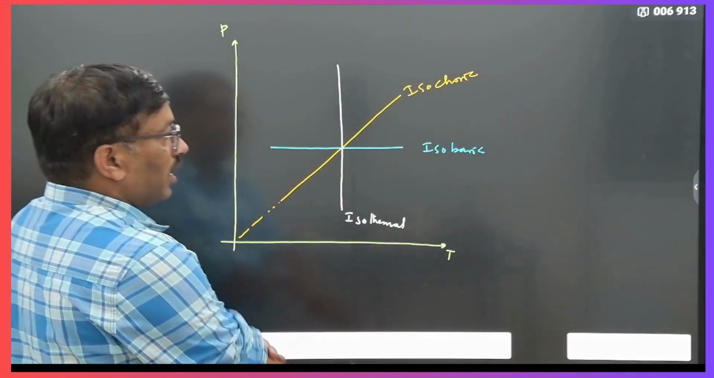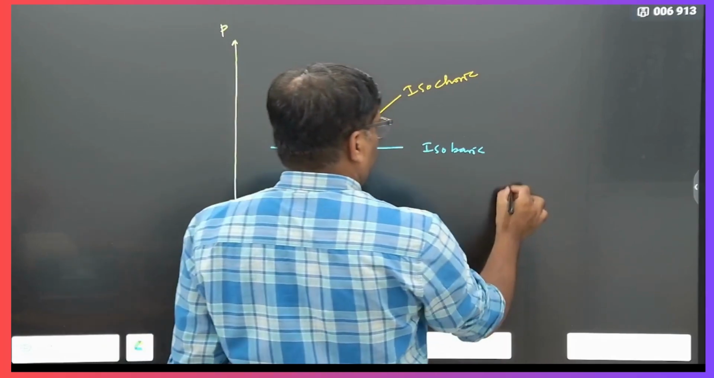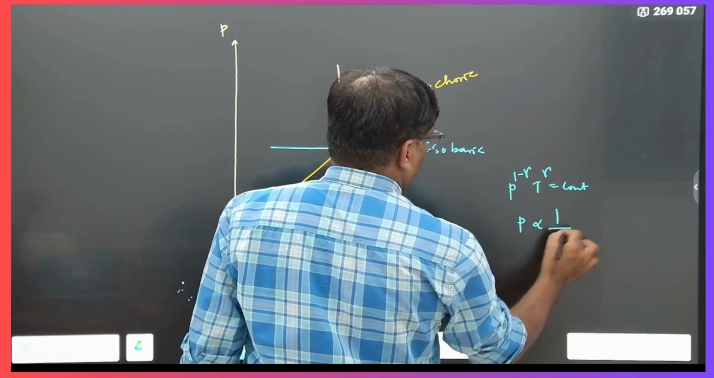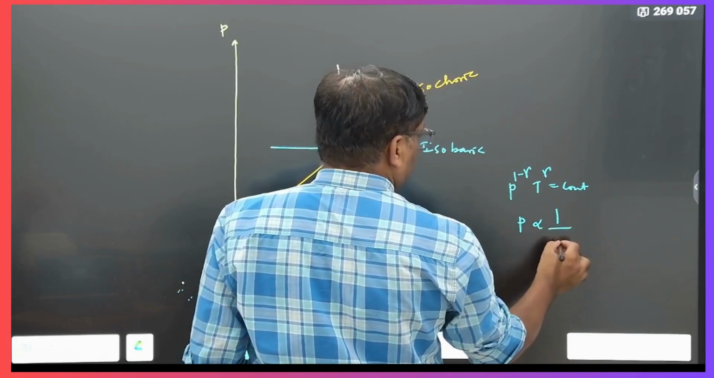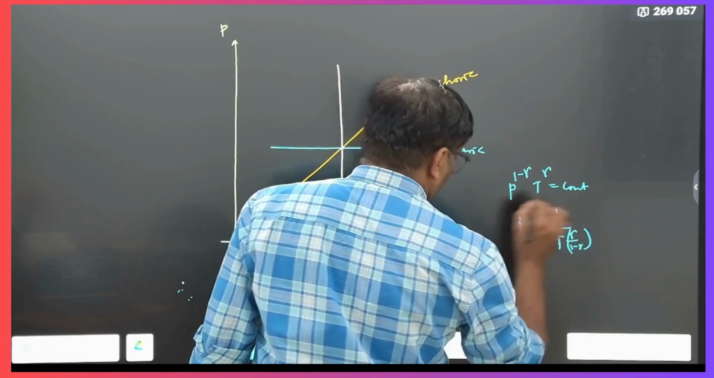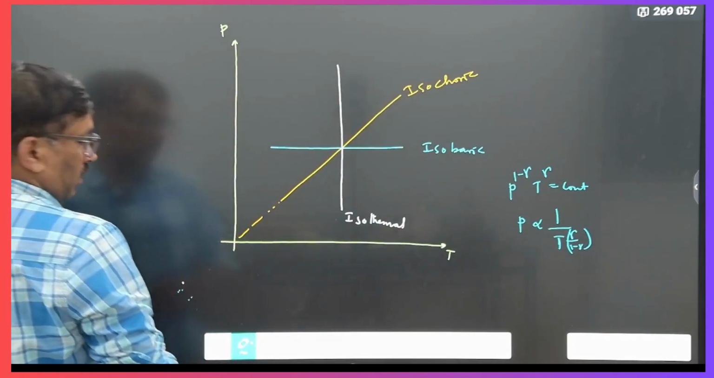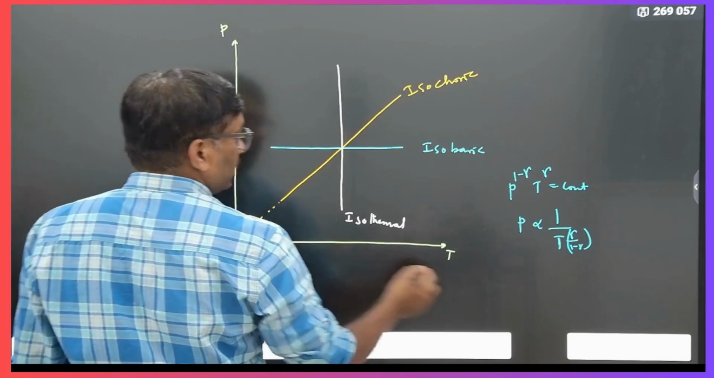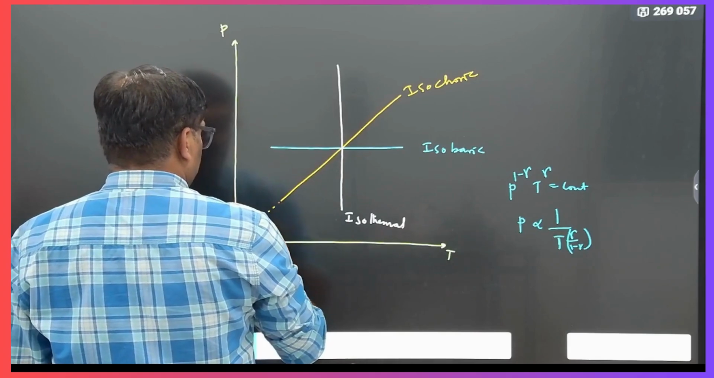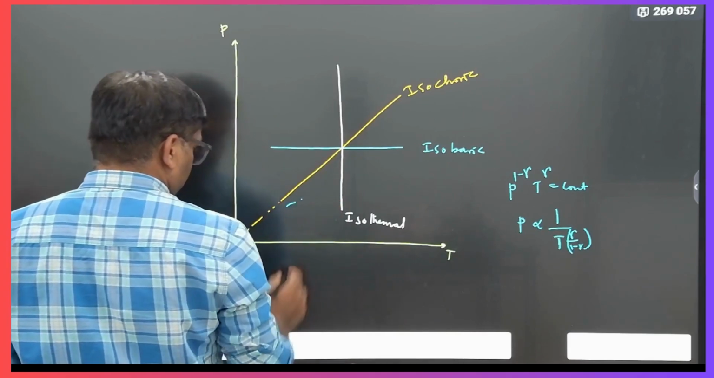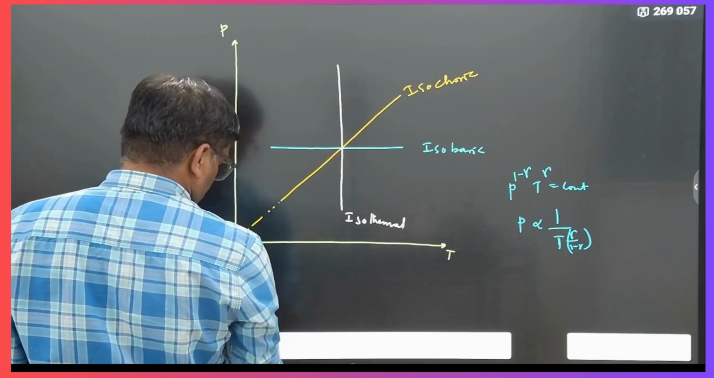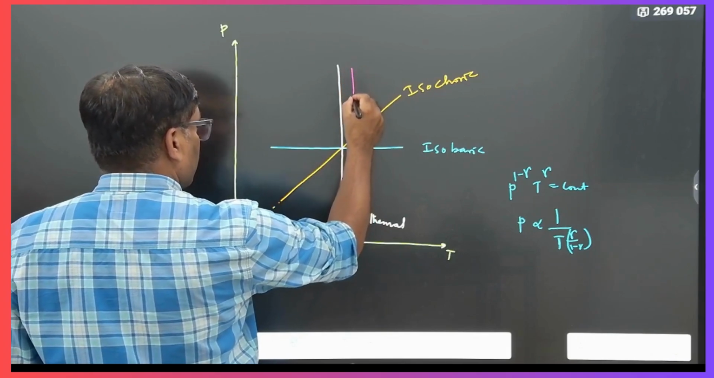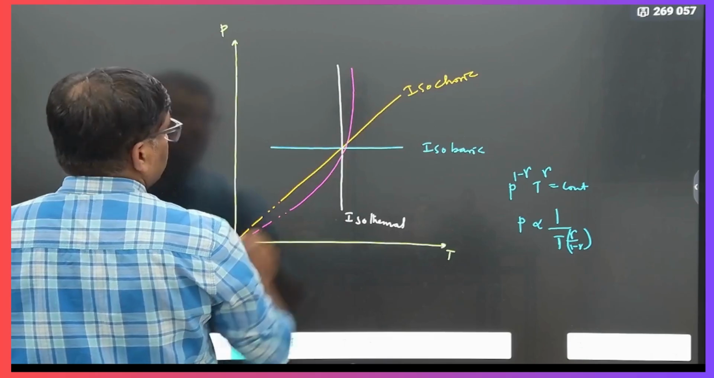So P and T, how is the relation, no? P to the power of 1 minus gamma and T to the power of gamma is equal to a constant. So P is inversely proportional to T to the power of gamma by 1 minus gamma. Therefore the graph, it is like inversely proportional to this one, no? Here 1 minus gamma, therefore we'll take it like this. This is adiabatic.